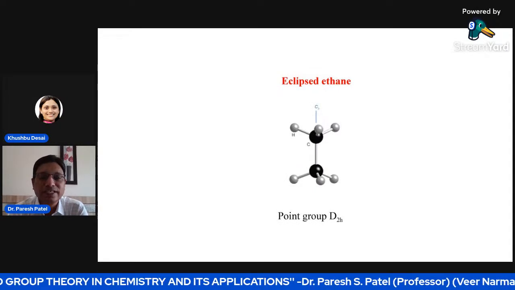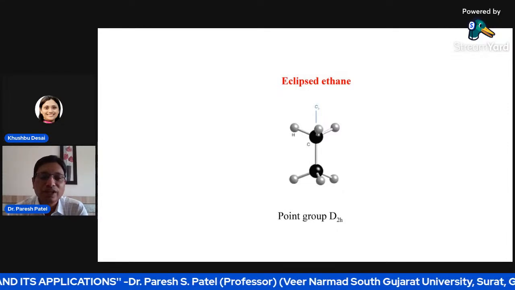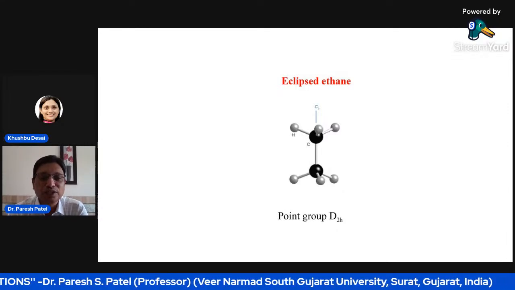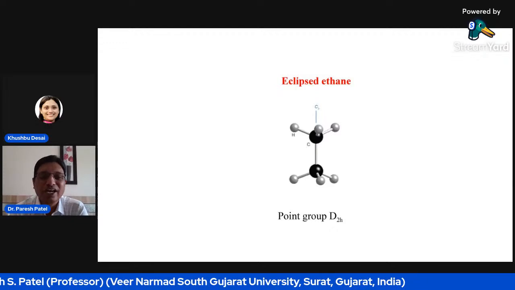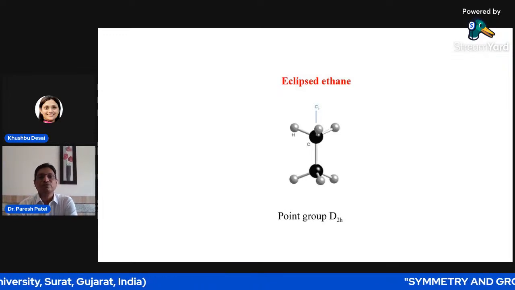Ethane, this is eclipsed ethane. So the main principal axis is C3, and C3 is perpendicular to 3 C2s, and sigma h is present. So the point group is D3h. Next molecule.